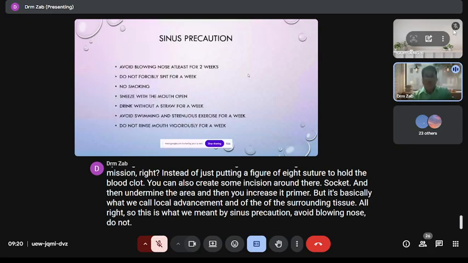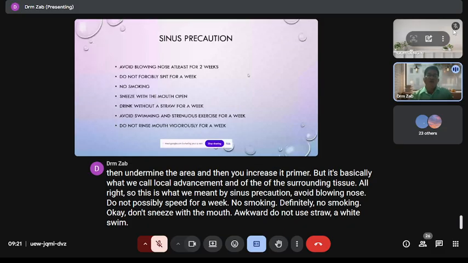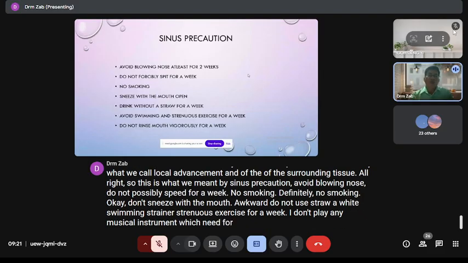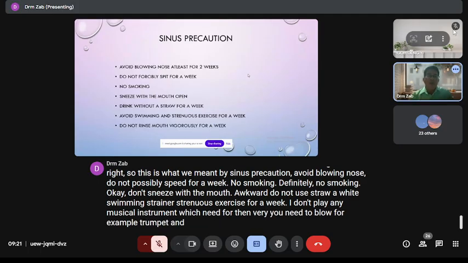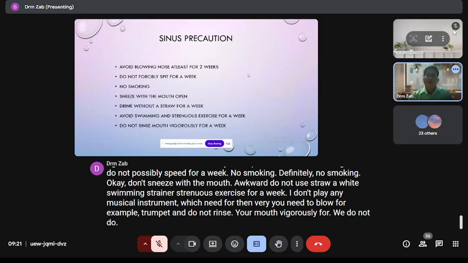All right. So this is what we mean by sinus precaution. Avoid blowing your nose. Do not forcibly spit for a week. No smoking. Definitely no smoking. Don't sneeze with the mouth open. Do not use a straw. Avoid swimming and strenuous exercise for a week. Don't play any musical instrument where you need to blow, for example, trumpet. And do not rinse your mouth vigorously, at least for a week.